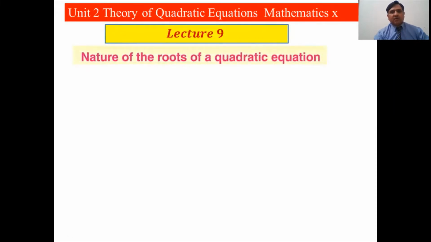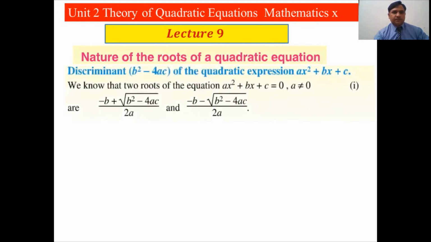Nature of the roots of the quadratic equation. We know that the roots of the equation ax square plus bx plus c is equal to 0. This is the general form of the quadratic equation. When we use the quadratic formula, we have these two roots. The solutions are also known as the roots of that quadratic equation. So this is the first root and this is the second root of the quadratic equation.